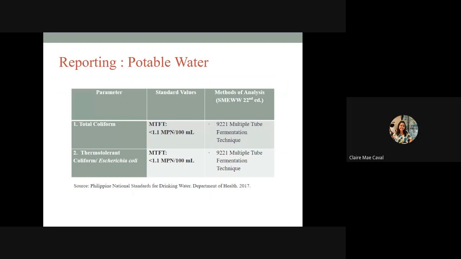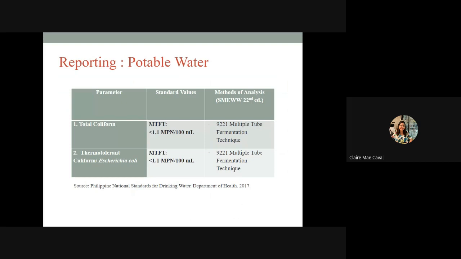However, because multiple tube fermentation requires a lot of preparation, the membrane filtration technique needs less preparation, so it is better to use in drinking or potable water. But always remember, class, potable or drinking water uses only 5 tubes. Those that use 50 tubes are for wastewater. Okay?